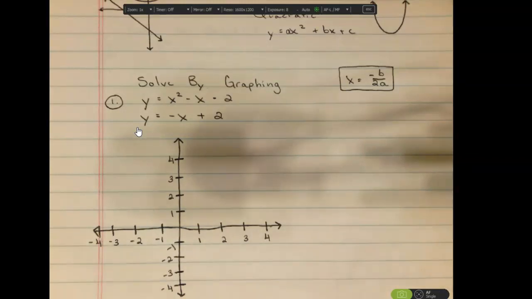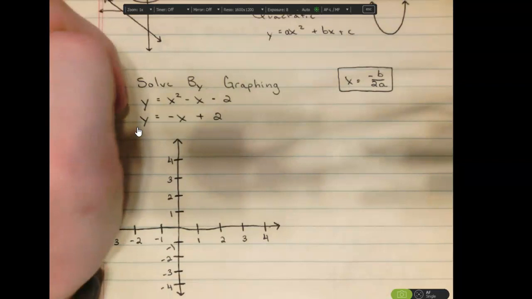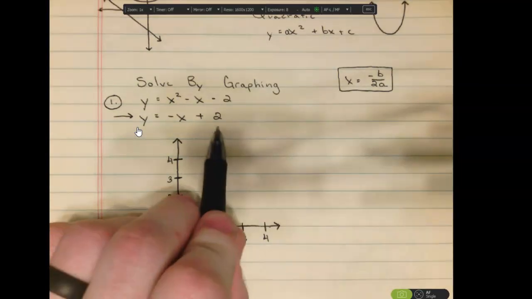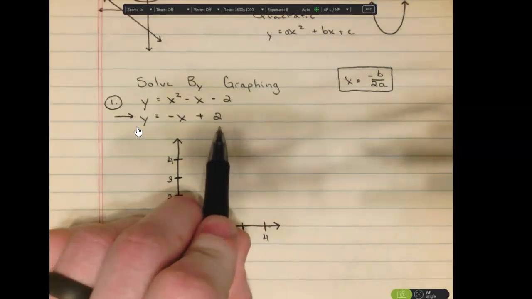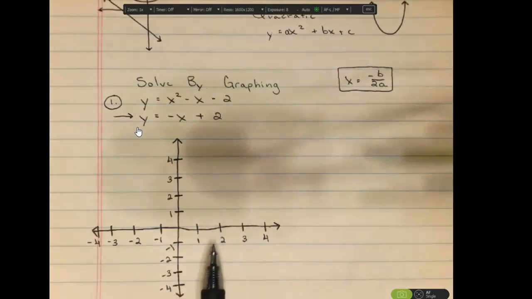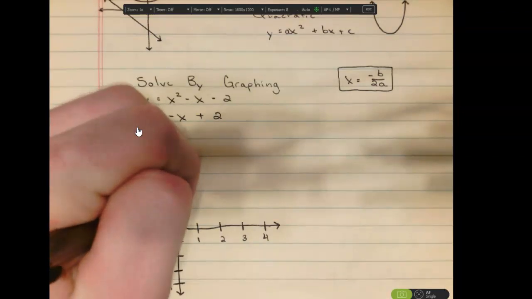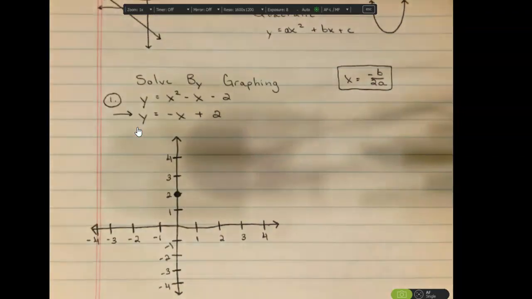So I'm going to begin by graphing this. I'm going to graph the linear equation first, y equals negative x plus 2. All of us should know how to graph this. At the end, I have my b, which is 2. So I'm going to locate 2 on my y axis. So there's 2.